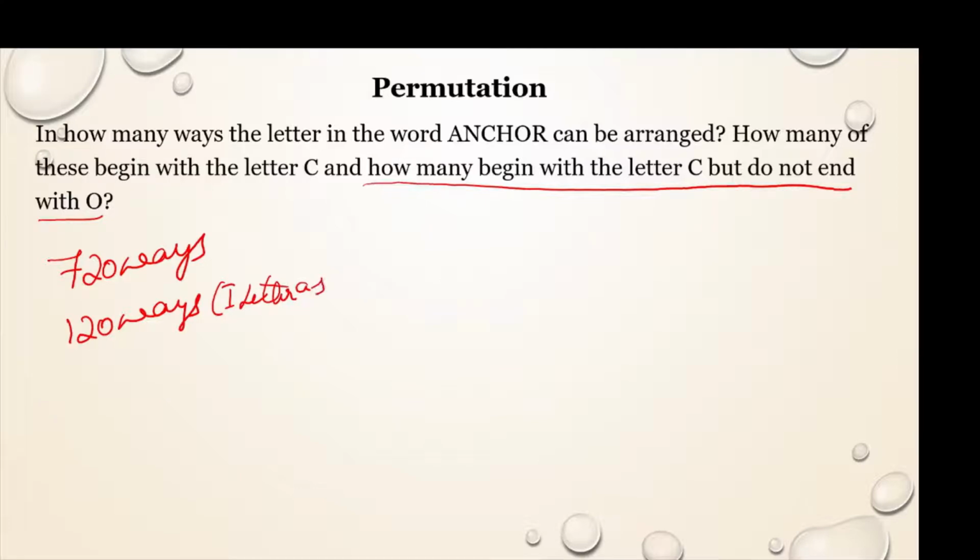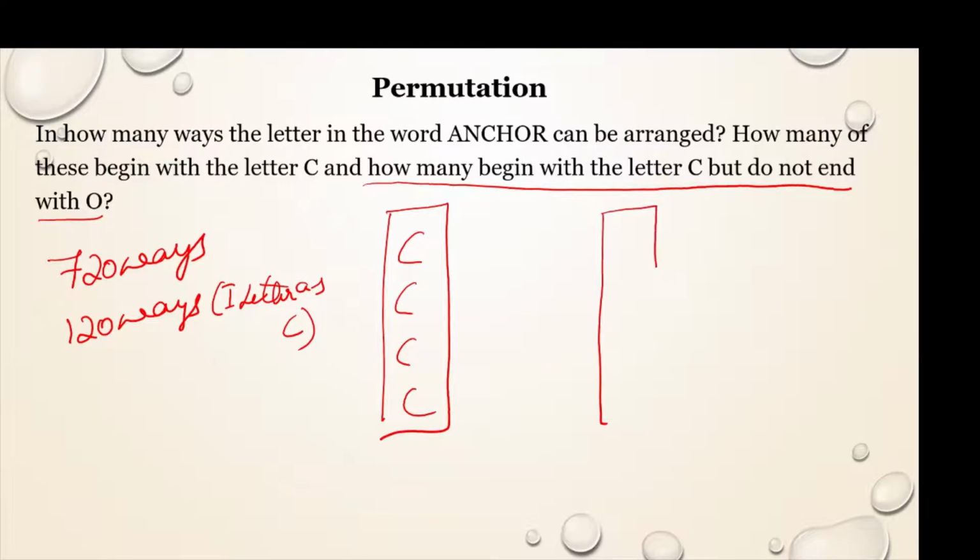Now the problem is asking that the first letter is C, but the word should not end with O. So it is a bit difficult to calculate each and every one. What we can do is first calculate how many words come with the initial letter C and how many words come with the initial letter O. Then we subtract this from the total, that is 120. We get how many words will start with C and do not end with O.